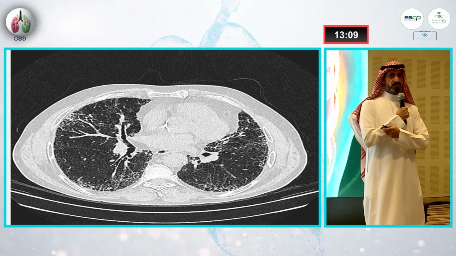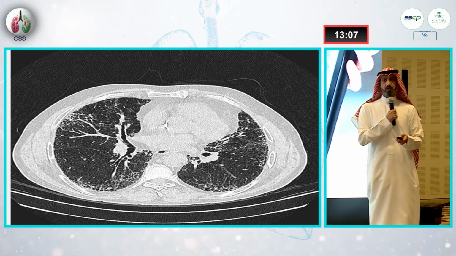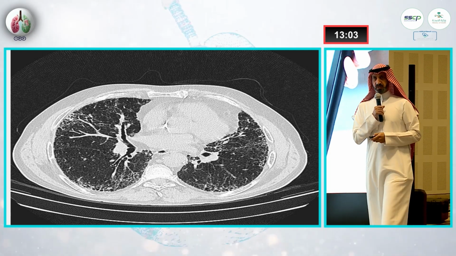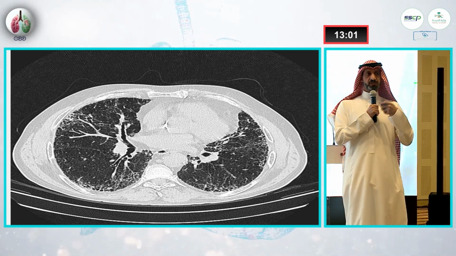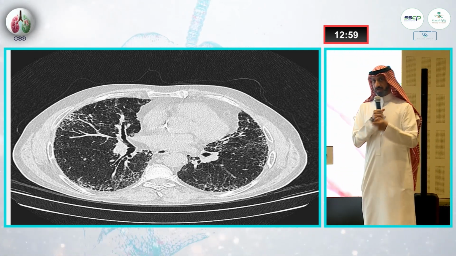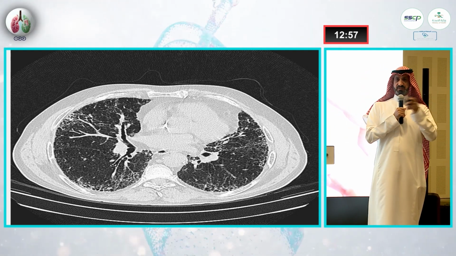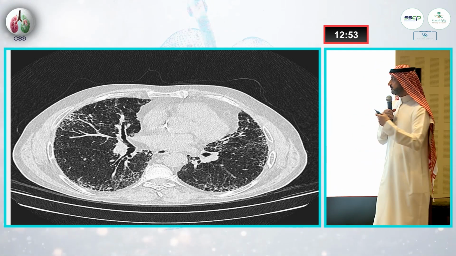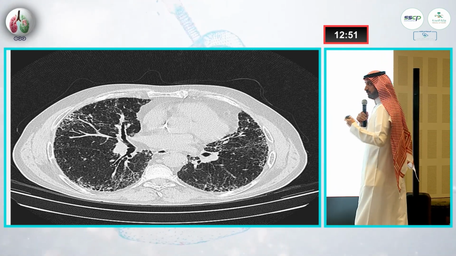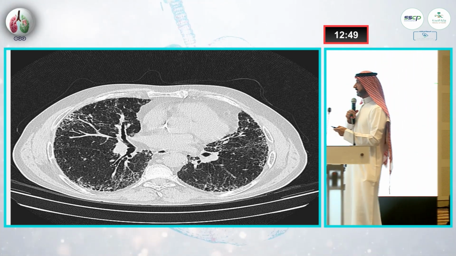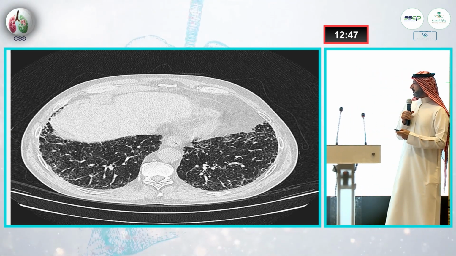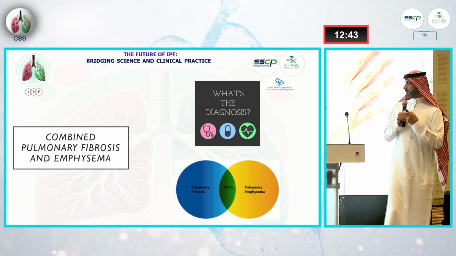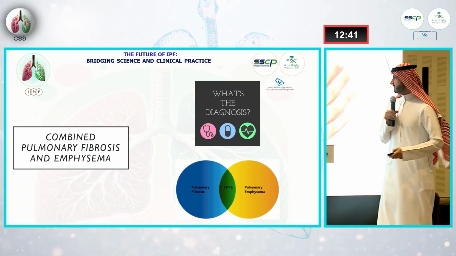It is a combined disorder. This is typical with severe or moderate to severe pulmonary hypertension in those patients. So we have to pay attention to this entity if we consider it one entity, because some physicians say that this is not one entity, this is a different entity. But if we consider it, we have to pay attention because it's associated with high mortality. So what's the diagnosis? Combined pulmonary fibrosis and emphysema.